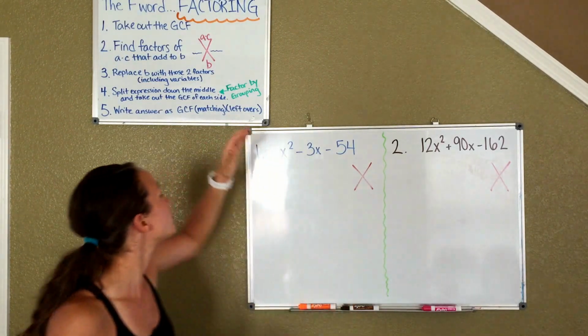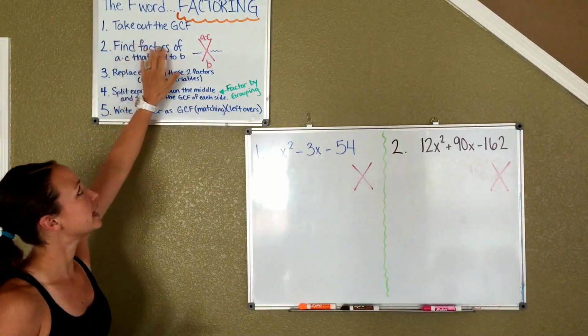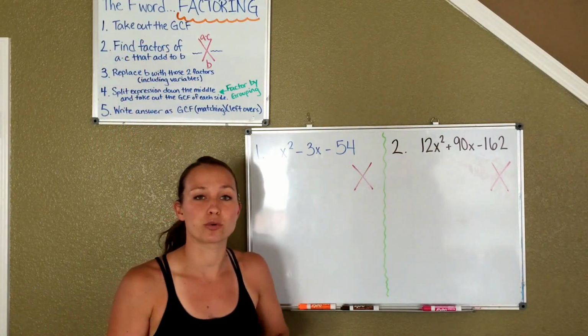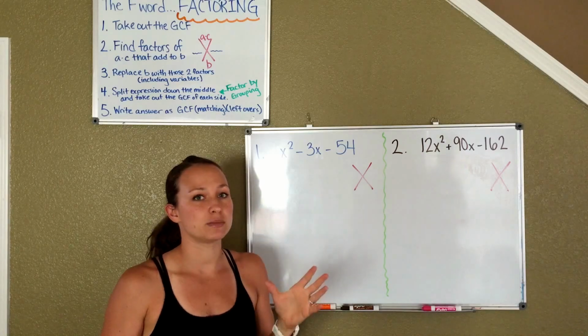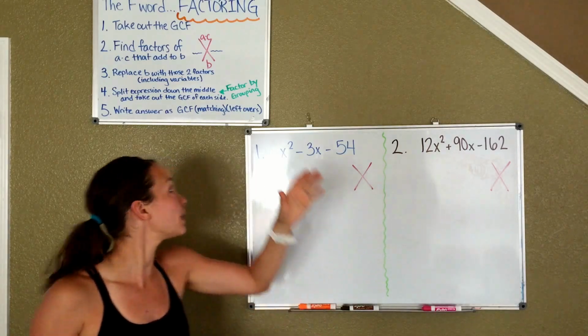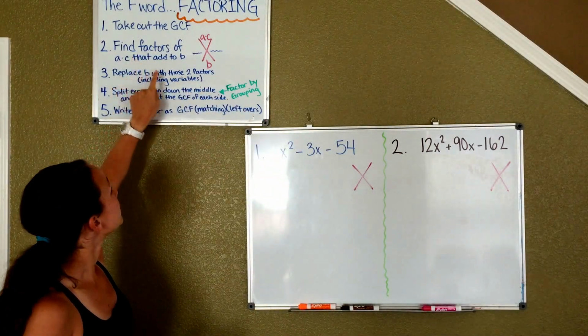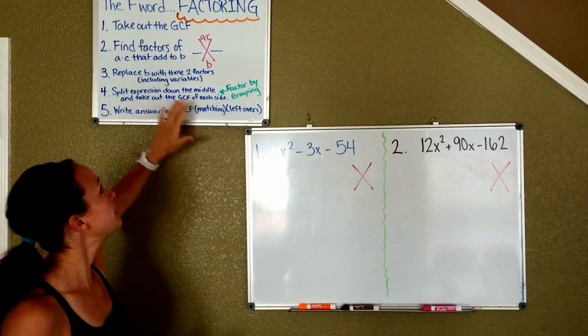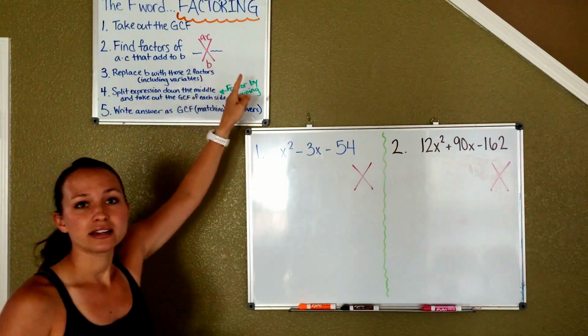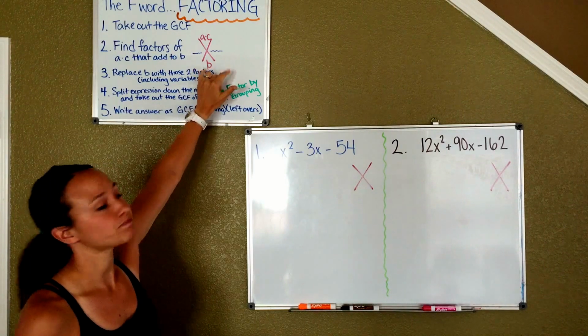So let's go through our steps here. Starting with our first step is to take out the GCF. GCF is short for greatest common factor. It has to be true of all the factors that you're given in an expression. 2, finding the factors of A times C that add to B. We're going to make this little butterfly and we're going to be finding its wings.